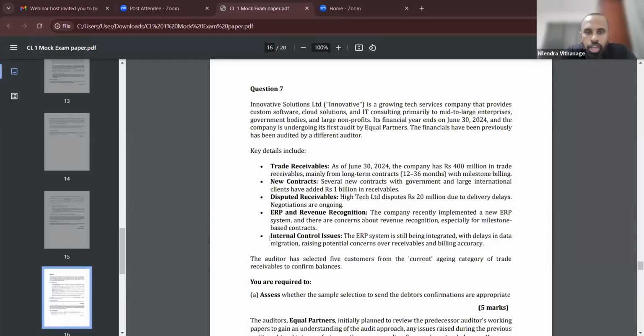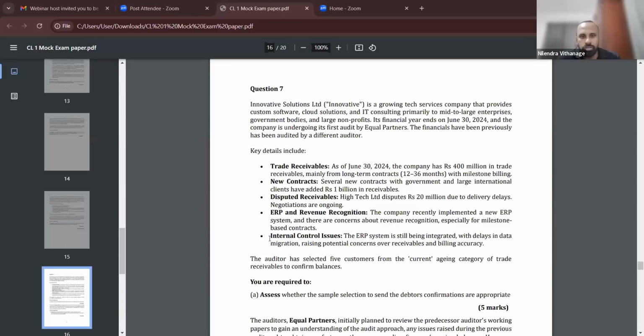Innovative Solutions Limited is a growing tech services company that provides custom software, cloud solutions and IT consulting, primarily to mid to large enterprises, government bodies and large non-profit organizations. Its financial year ends on 30th June 2024, and the company is undergoing its first audit by Equal Partners. The financials have previously been audited by different auditors.